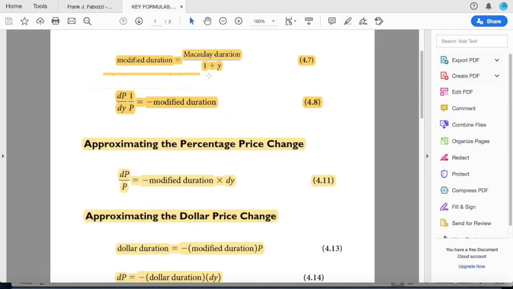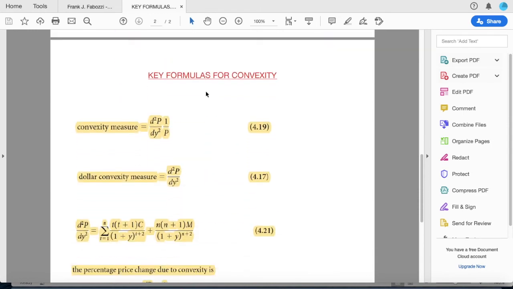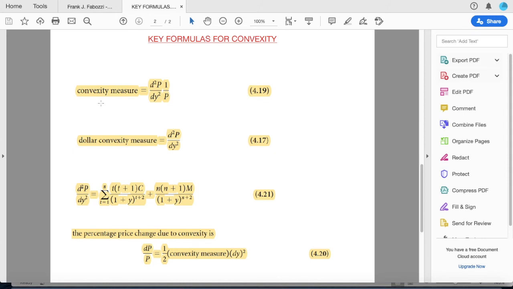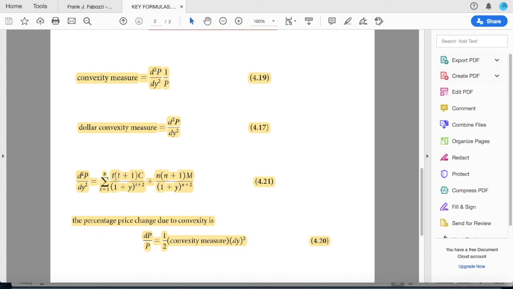Now, for the convexity, the following steps are mentioned here, right? The convexity measure is equal to the second derivative of the price of the bond with respect to the yield to maturity, times 1 by P. So the second derivative is equal to the sum of t times (t plus 1) times the coupon payment divided by (1 plus the yield to maturity) power t plus 2, plus n times (n plus 1) times M divided by (1 plus y) power n plus 2.